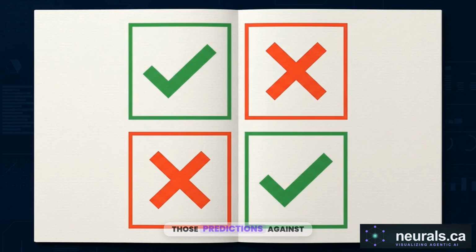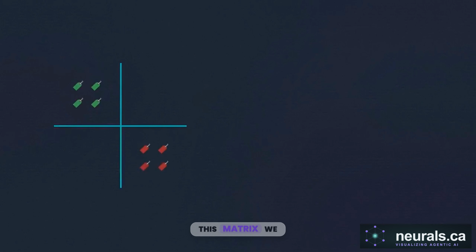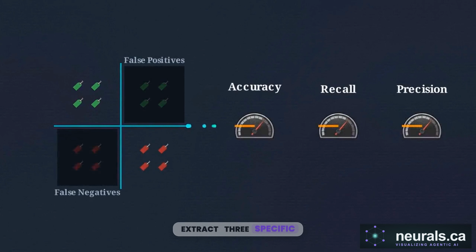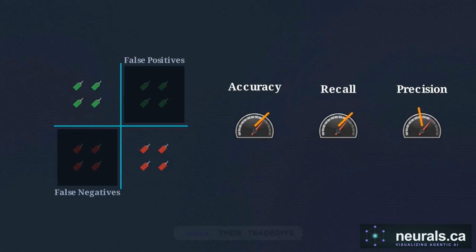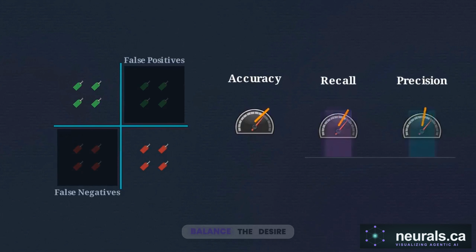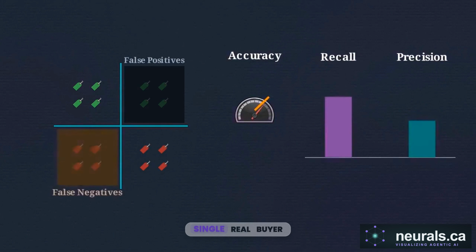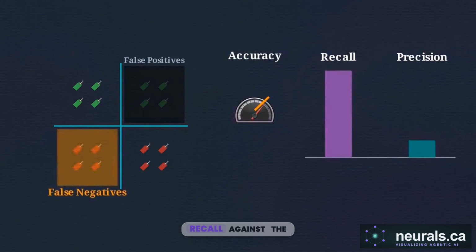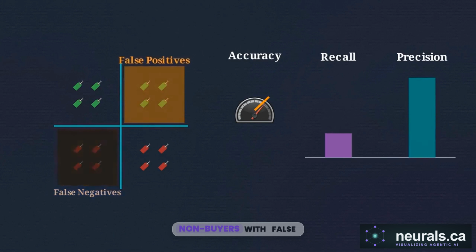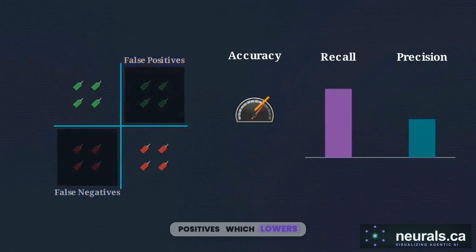To grade those predictions against reality, we generate a confusion matrix. This is the ultimate ledger, separating the algorithm's true successes from its actual mistakes. From this matrix, we extract 3 specific metrics: accuracy, recall, and precision. In the real world, a marketer uses these numbers to weigh their trade-offs. You have to balance the desire to catch every single real buyer, which is your recall, against the cost of annoying non-buyers with false positives, which lowers your precision.